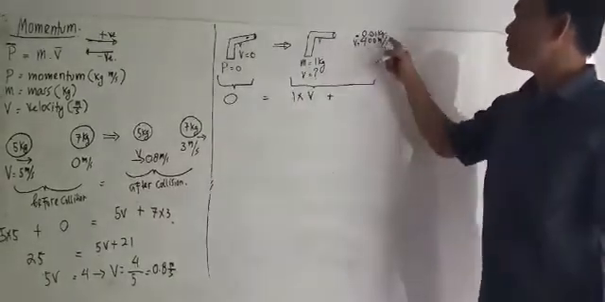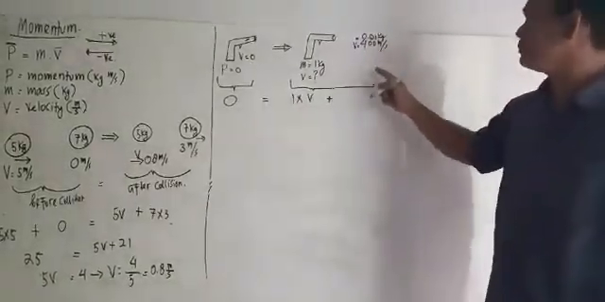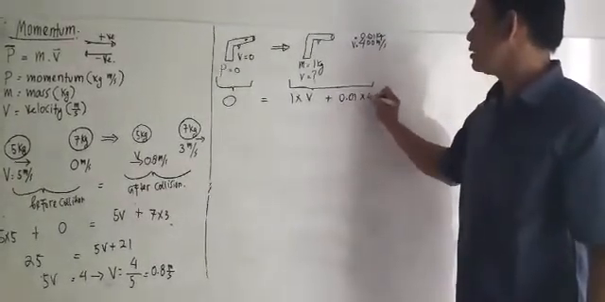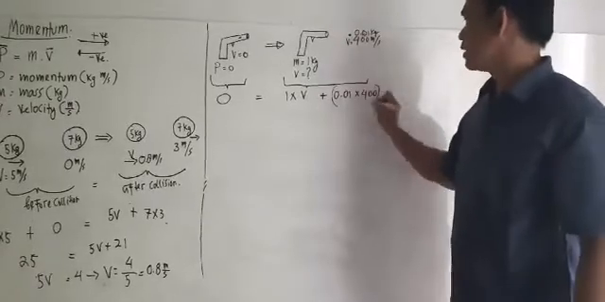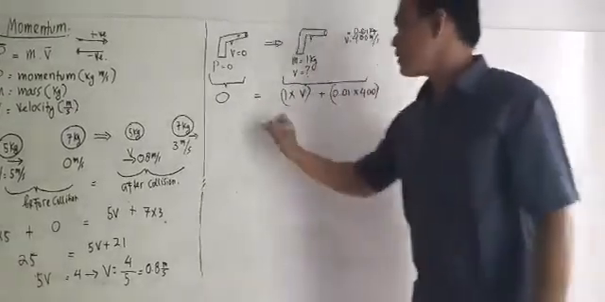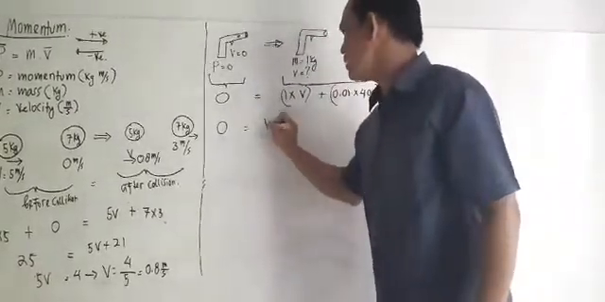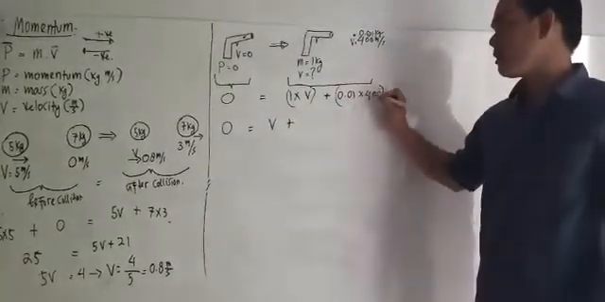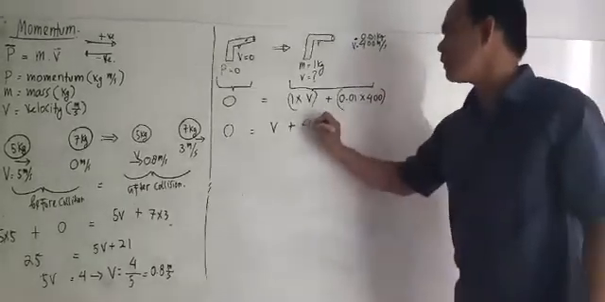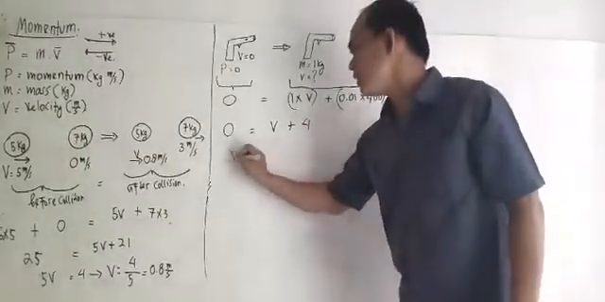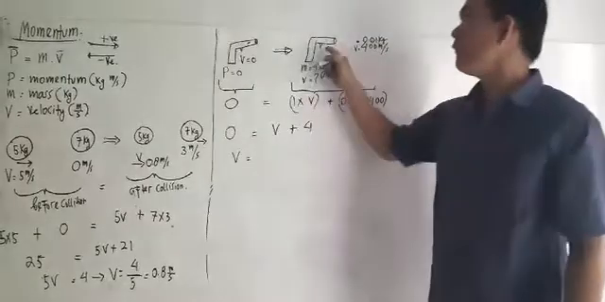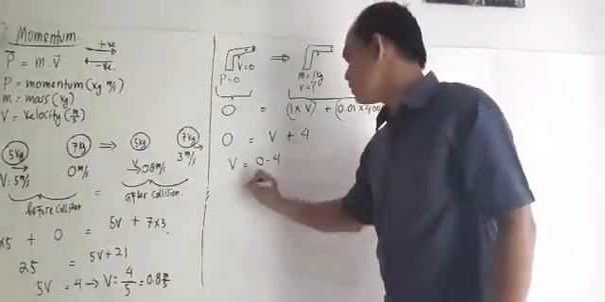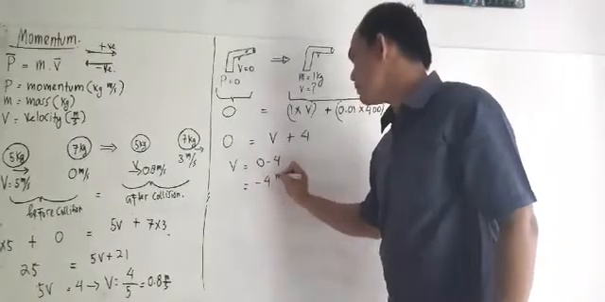Plus, what's the momentum of the bullet? It is 0.01 multiplied by 400. Okay, make a bracket here. So 0 is equal to v plus 0.01 multiplied by 400, which is 4. So what is the v? What is the velocity of the recoil gun? It is 0 minus 4, which is equal to minus 4 meters per second.